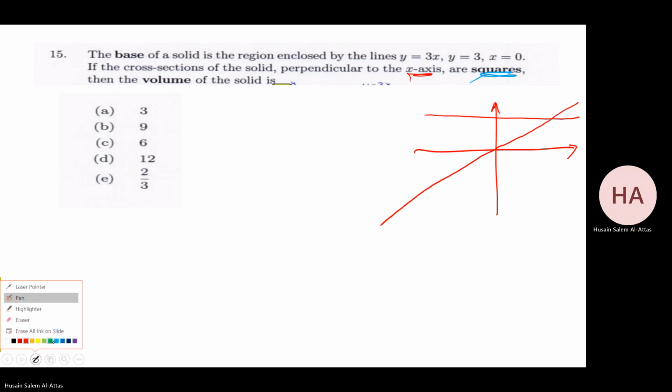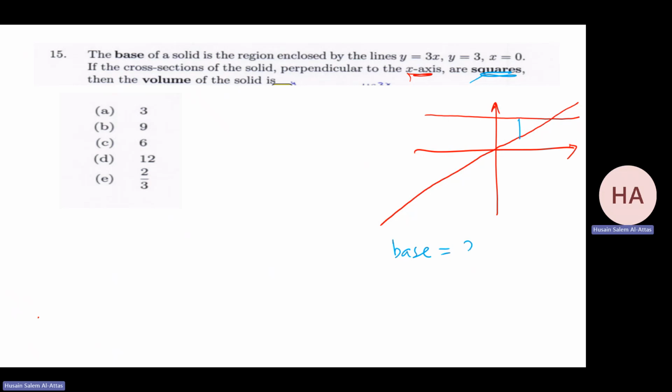Then I will stop. Yeah, so I have y equals 3x, y equals 3, and x equals 0, which is the y-axis. I'm talking about this region. Okay. So I need the base perpendicular to what? The x-axis. So it will be in terms of x. That will make it easier. So my base will be what? 3 minus 3x. That will be my base.